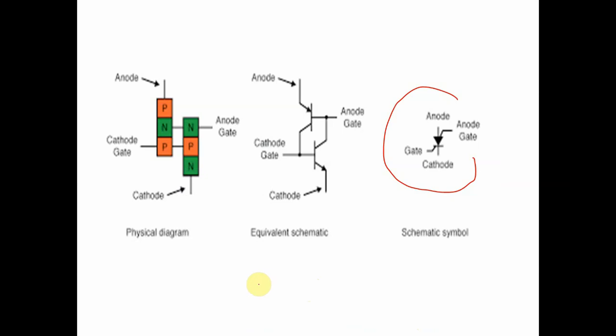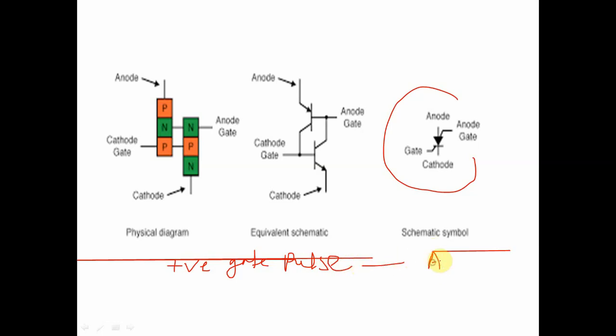This is in short. If we apply a positive gate pulse to the cathode, SCS will be turned on, and similarly, if a positive gate pulse is applied to the anode, then SCS will be turned off.